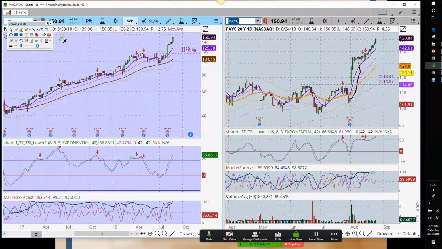Let me do this. You get this really strong move up like that. Then you get more or less a horizontal move sideways. You don't get a pullback, but it's a sideways pullback. You just move sideways. Oftentimes that is a very strong signal. And then finally, after it digests these gains, bam, runs again really, really hard. And so that's something to be looking for.